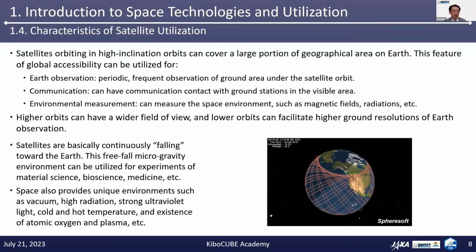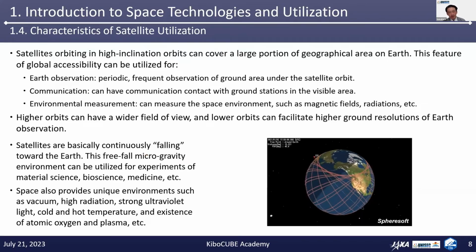This feature of global accessibility can be utilized for Earth observation, so you can conduct periodic, frequent observation of the ground area under your spacecraft. For communication, you can have contact with ground stations in the visible area underneath your spacecraft. For environmental measurement, you can measure the space environment, such as magnetic field and radiation, for a wide region. Higher orbits can have a wider field of view, and lower orbits can facilitate higher ground resolutions of Earth observation.